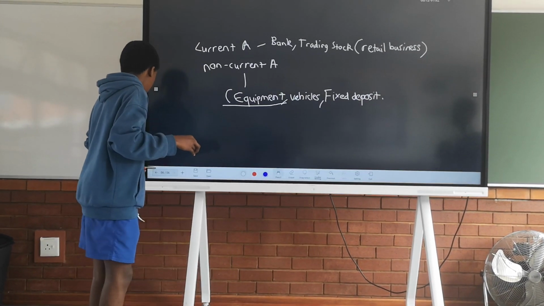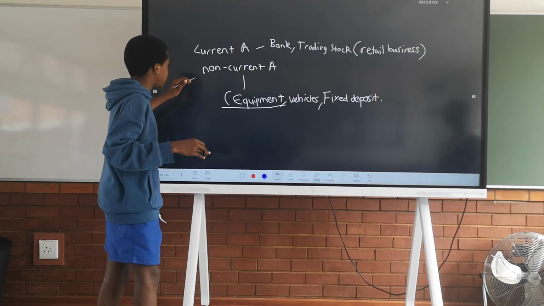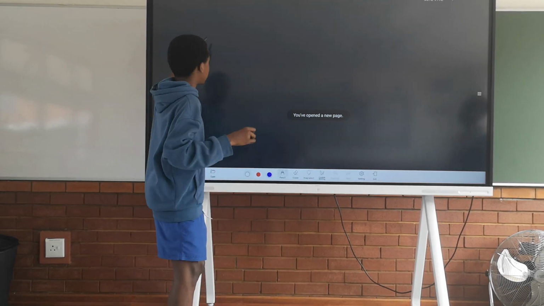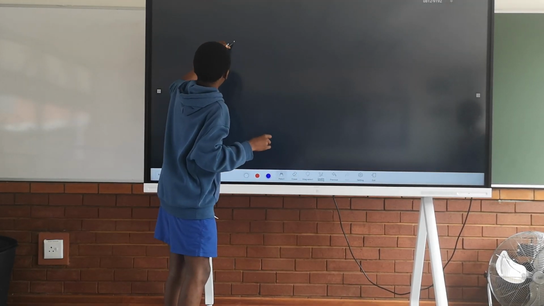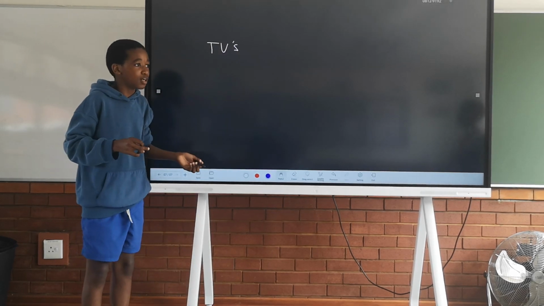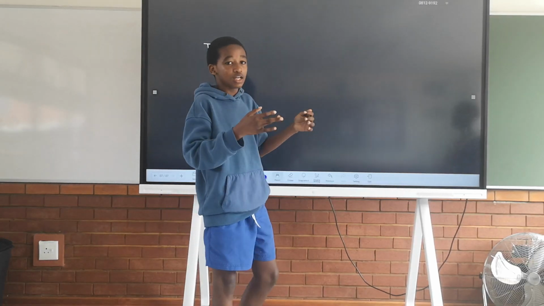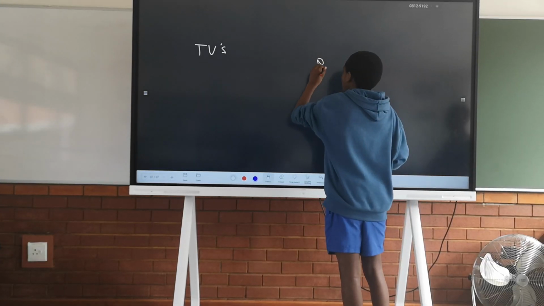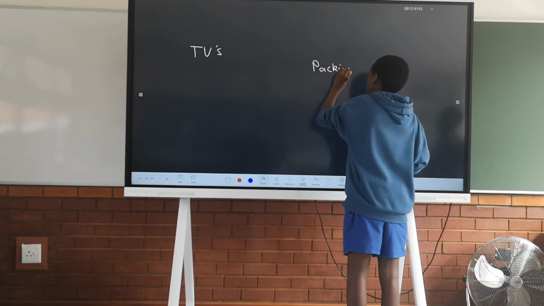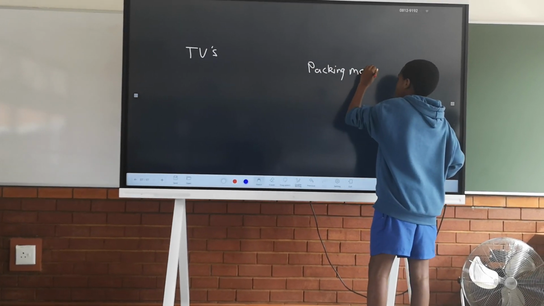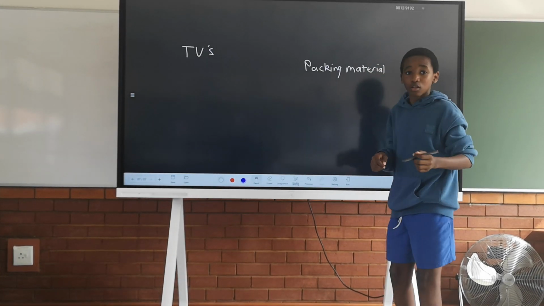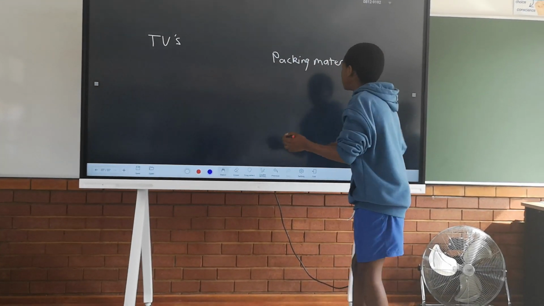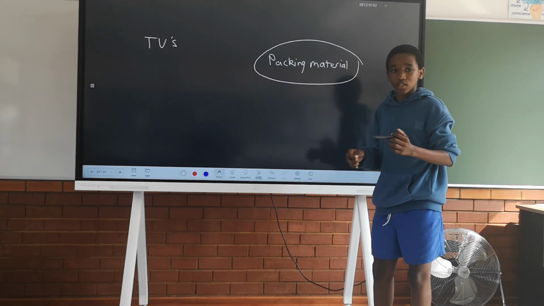And then we have our expenses. Our expenses are the daily running cost of the business. For example, let's say you are selling TVs. We cannot give our customer the TV by hand. We have to give it to them in some sort of packaging. So to put it in packaging, you'll need to buy packing material. So what will the TV be in this case? The TV is going to be our trading stock, because the business is selling TVs. And then packing material is going to be our expense.